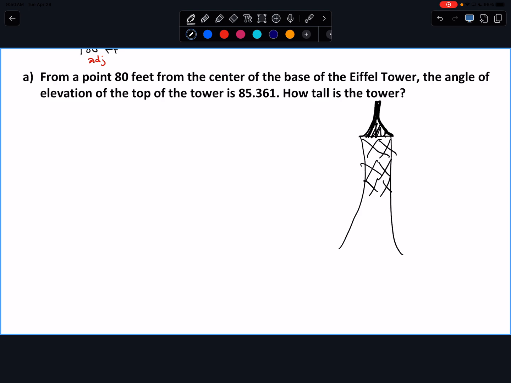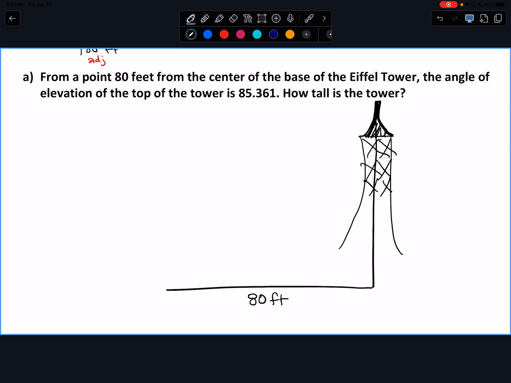Okay. So, good job. So, it says from a point 80 feet from the center of the base. So, if you create a line straight down from the center of the base, you are 80 feet away. Okay? And these pictures are never drawn to scale.